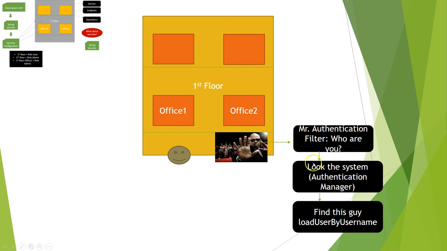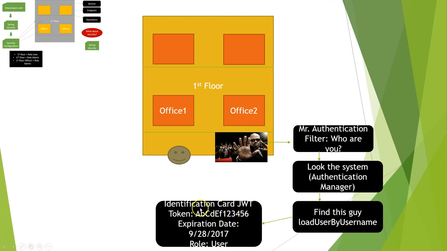So it will do all these three steps, and after they have found our username, we will have an identification card. This identification card can be of different types. In this case, we are using a JWT card. This JWT card will have a token, and inside this token, we will have some information about us, the expiration date for this card, and the role that we actually have inside these services.